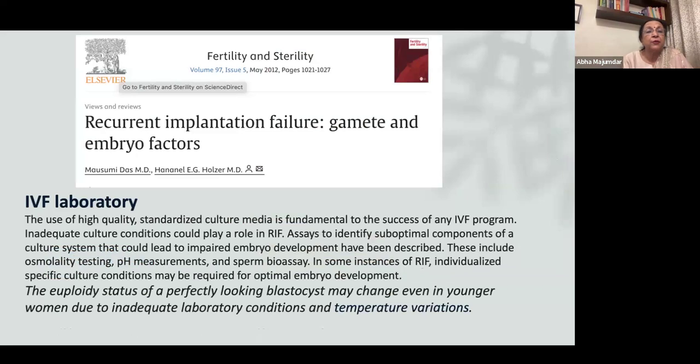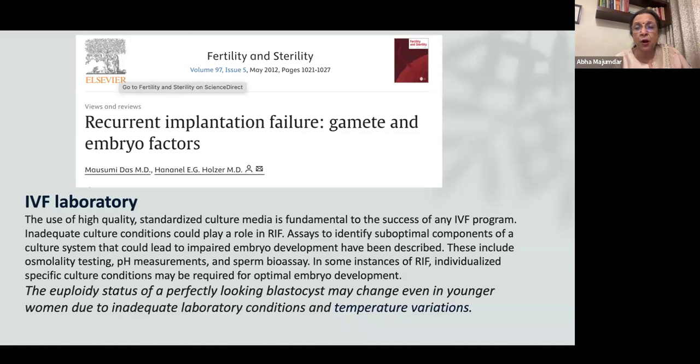So when we say all this, I want to bring your attention to what is happening recently. Recurrent implantation failure, gamete and embryo factors: this is coming up since the last decade. People are trying to point their finger at the embryo, but we feel, oh, a perfectly looking, euploid blastocyst has to implant. No. The IVF laboratory is now becoming the most important place where we think the occurrence of RIF comes from. We need high quality standardized culture media as fundamental to the success of any IVF program. Inadequate culture conditions could play a role in RIF.